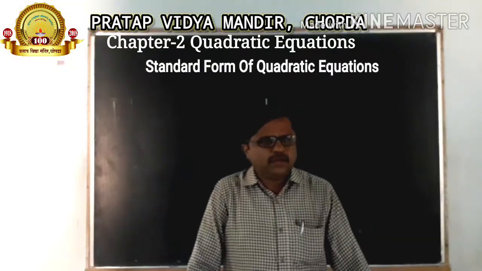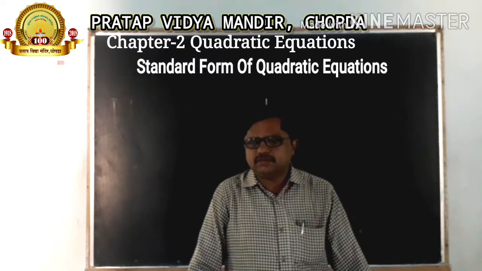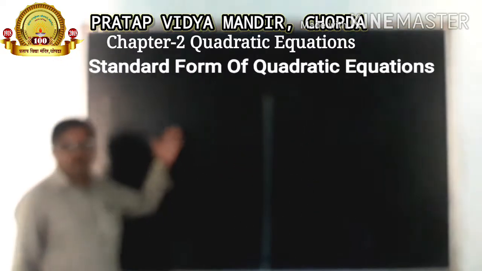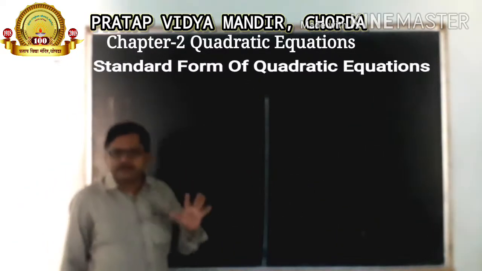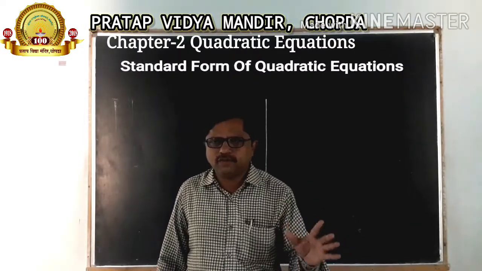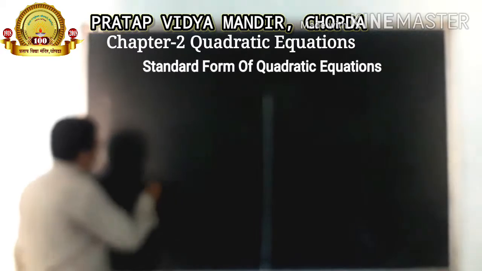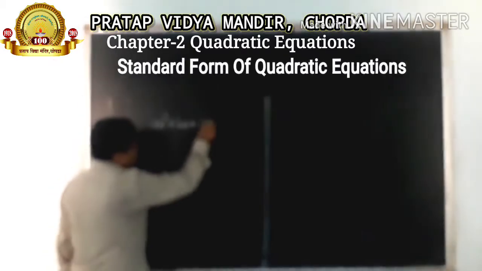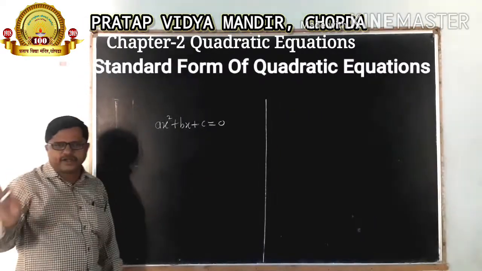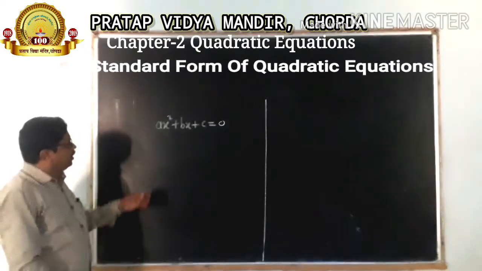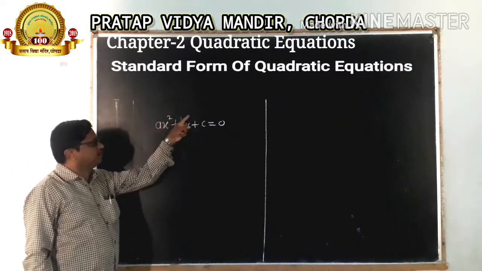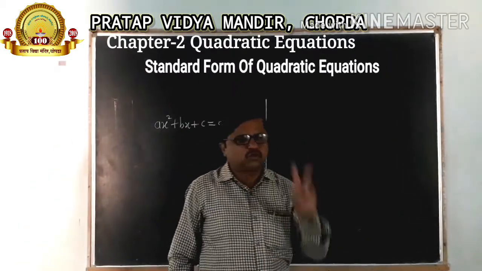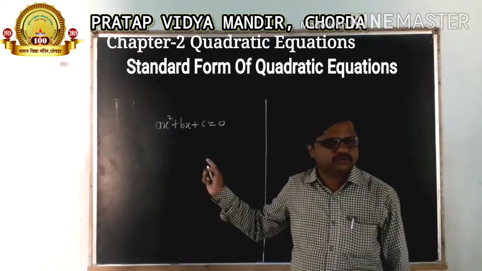Dear students, now the next concept of this lesson, quadratic equations, is the standard form of a quadratic equation. For this, we can take one example: ax square plus bx plus c is equal to 0. This is a quadratic equation. Why is this a quadratic equation? Because the maximum index of variable is 2.